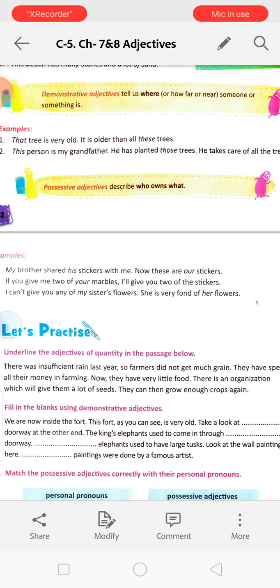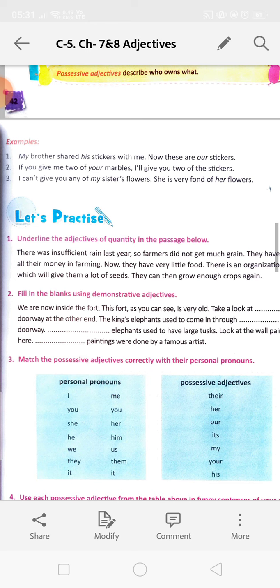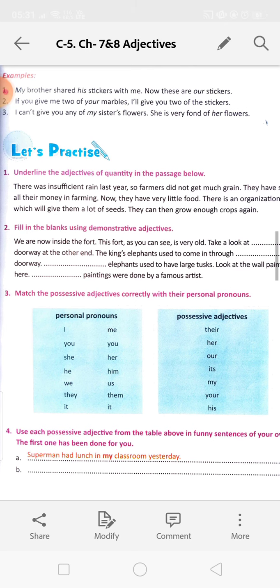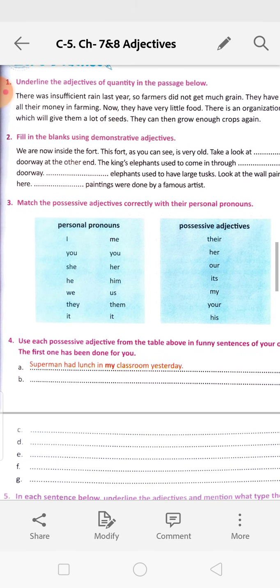Next, underline the adjectives of quantity in the passage below. There was insufficient rain last year. So the example: insufficient is the adjective. You will do this one. Fill in the blanks using demonstrative adjectives, that means this, that, these and those. Singular near is this, singular far is that, plural near is these, and plural far is those.